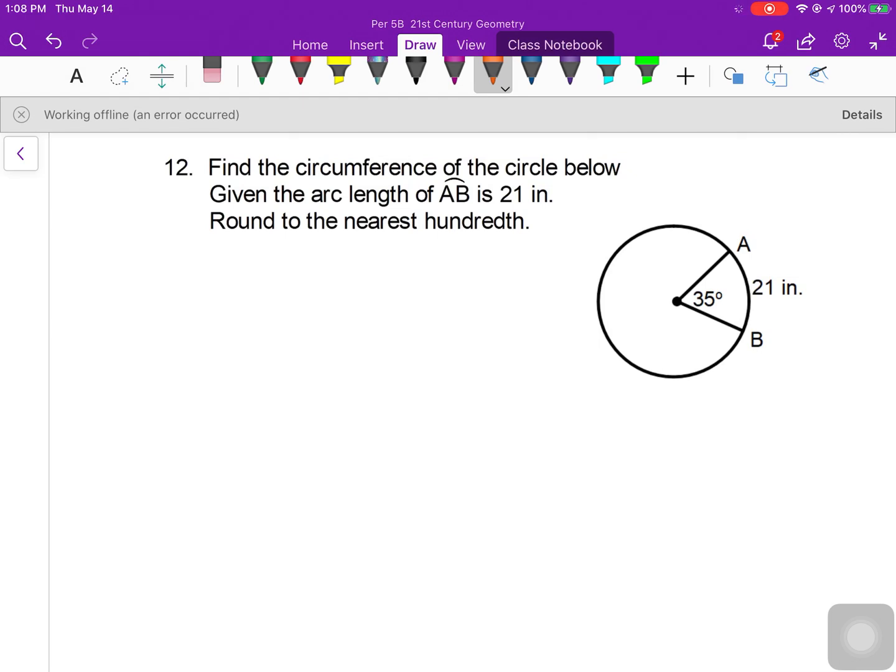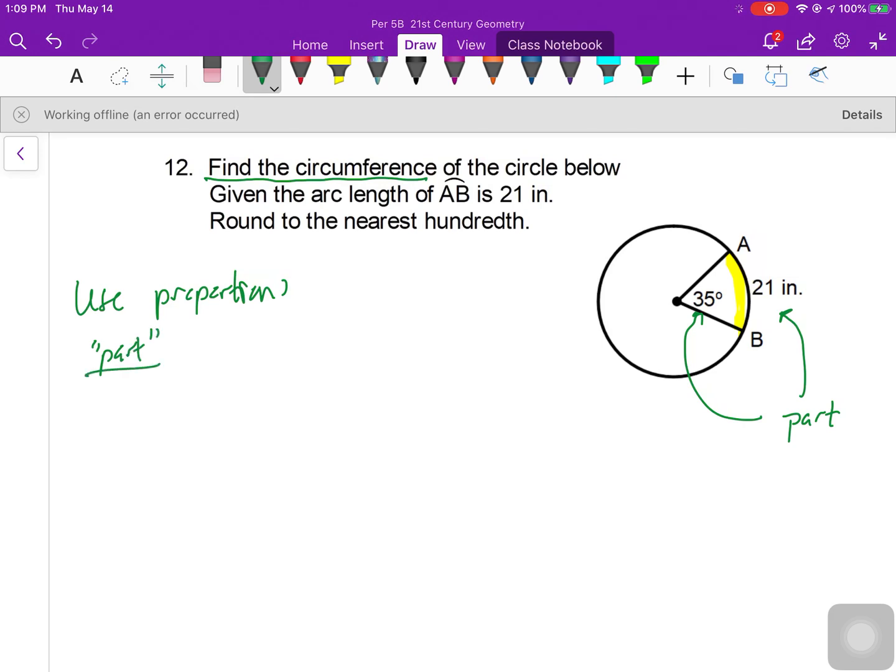Okay, let's move back further, closer to the beginning of the chapter. Now, this chapter began with a study of arc length and circumference and area of a sector and area of a circle. In this particular problem, they ask us to find the circumference, and they give us information about part of the circle. So they've told us this arc length, they've told us the angle, and they want us to find the circumference of the whole circle. This is a situation where we will use proportions. And we will use proportions to compare the part of the circle to the whole circle.